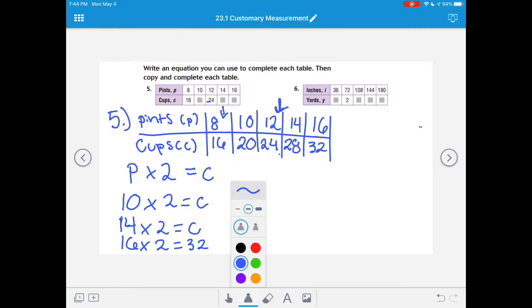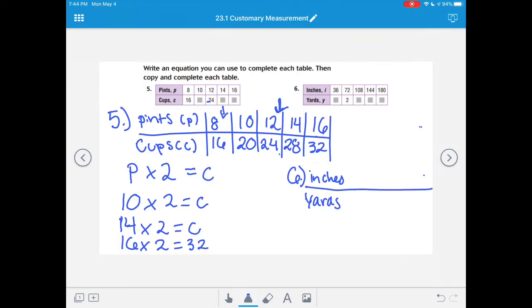Okay, number 6, we go from inches to yards. And we have 36 inches is, I don't know how many yards yet. 72 inches is 2 yards. So it looks like we're dropping down this time. So keep that in mind. 108 inches, we're not sure. 144. And then I need one more space for 180. I ran out of room.